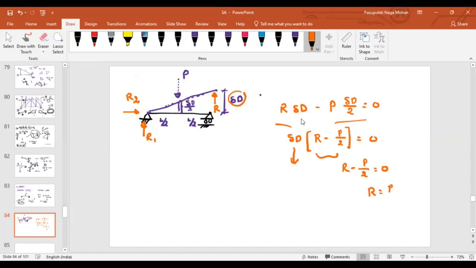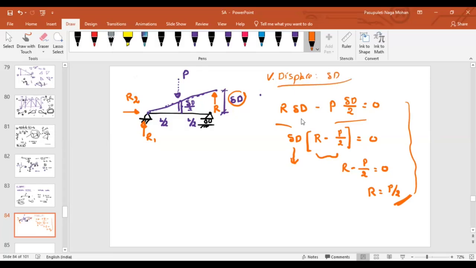From this I can say what my reaction is: R will be P by 2. If we solve this using equilibrium equations, how much will we get? Do we get P by 2 or not? Yes, sir. So even if you solve it by equilibrium, here we have applied the virtual displacement by an amount delta D.